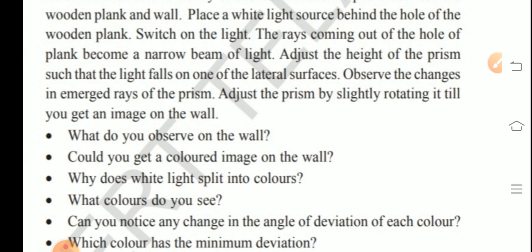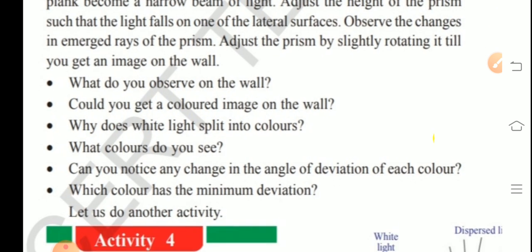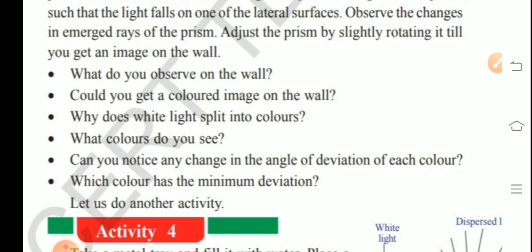Narrow beam of light means a very thin beam of light. Observe the changes in the emerged rays of the prism. Adjust the prism by slightly rotating it till you get an image on the wall. What do you observe on the wall? Simply, it forms VIBGYOR on the wall. Could you get a colored image on the wall? Yes, we get.